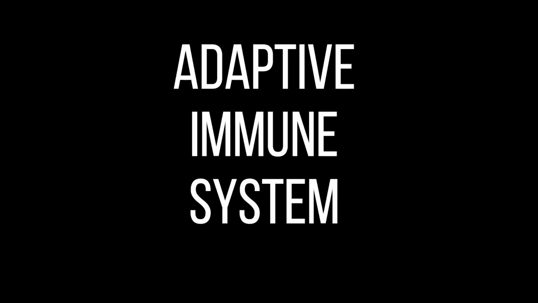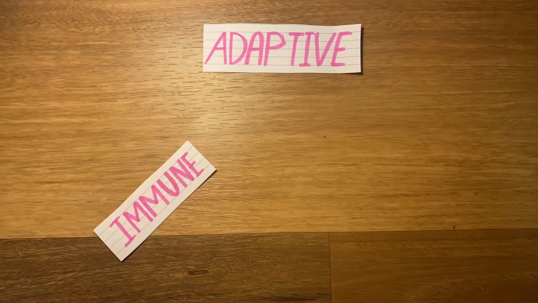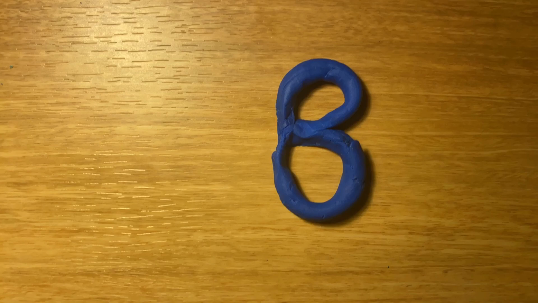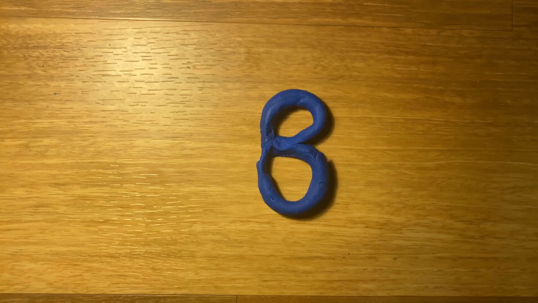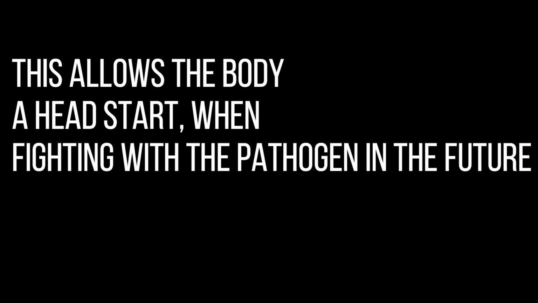The adaptive immune system is specific as it targets and eliminates pathogens more accurately and thoroughly. With the help of memory B and T cells, the adaptive immune system is able to prepare secondary defenses for a specific pathogen. This allows the body a head start in fighting the pathogen in the future.